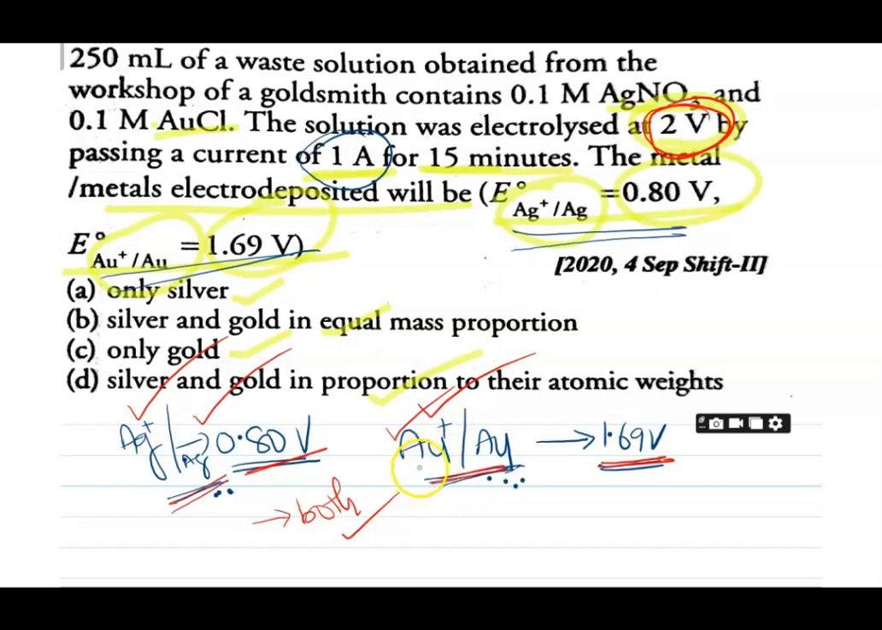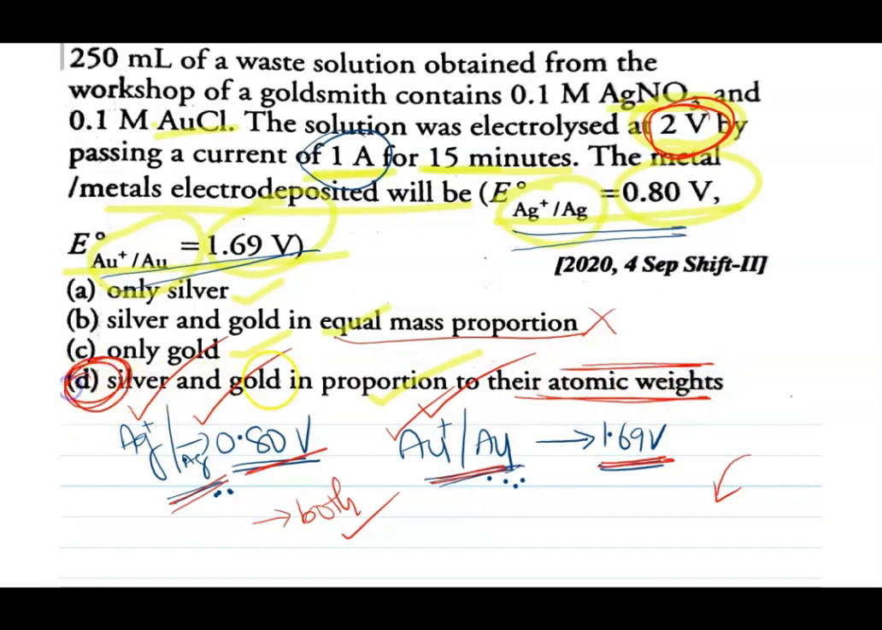How? Both can deposit. That too not in equal mass proportion, because whenever the same amount of current is passed through two different electrolytic solutions, the amount of deposition depends upon their atomic weights or equivalent weights, whatever we call. So the answer will be D. The silver and gold will be deposited in the proportion of their atomic weights. So the question is so simple. The remaining options, whatever he has given, might confuse you.